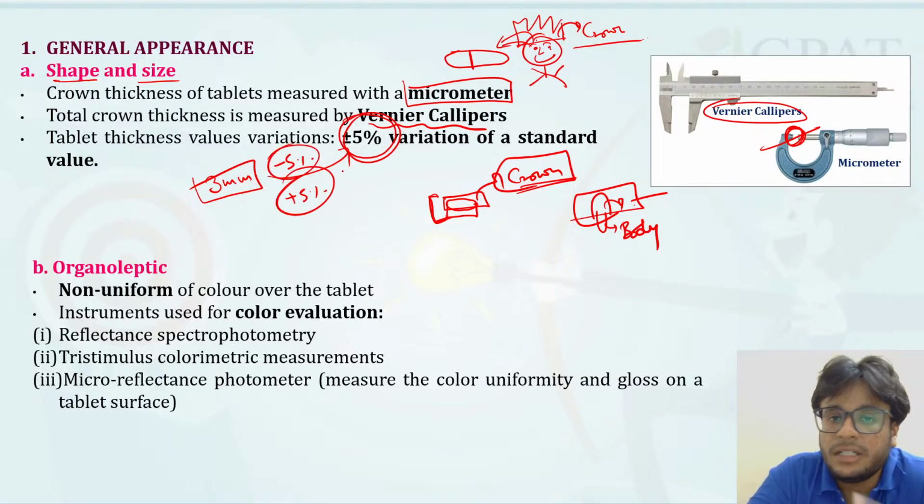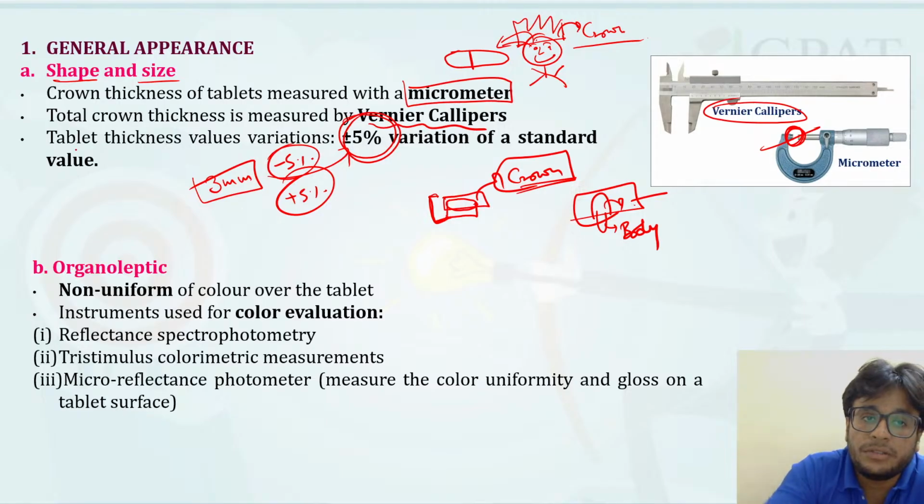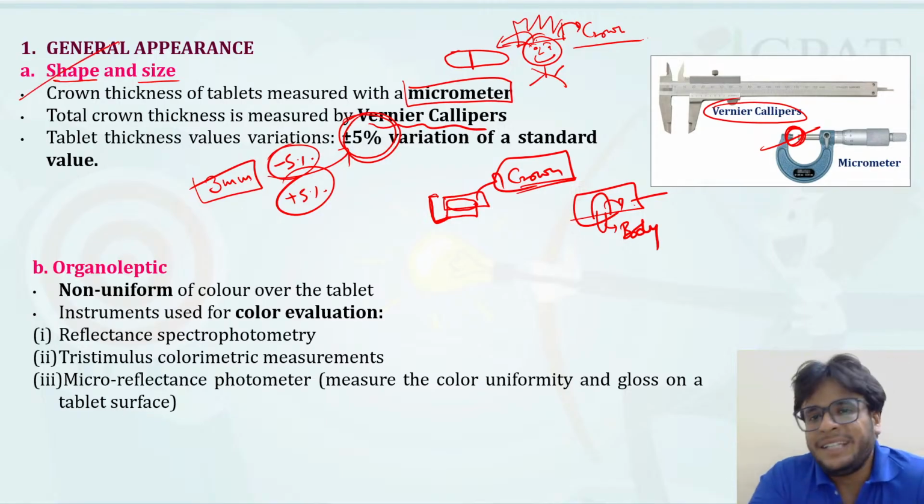Otherwise the given batch is not accepted. Okay, then we come to the organoleptic property. So this is all about the shape and size. That is going to be very easy.